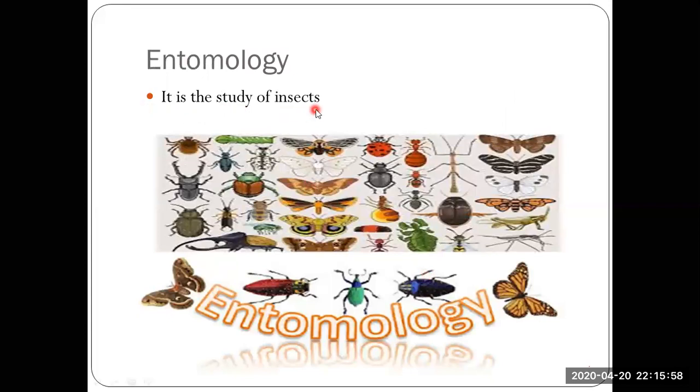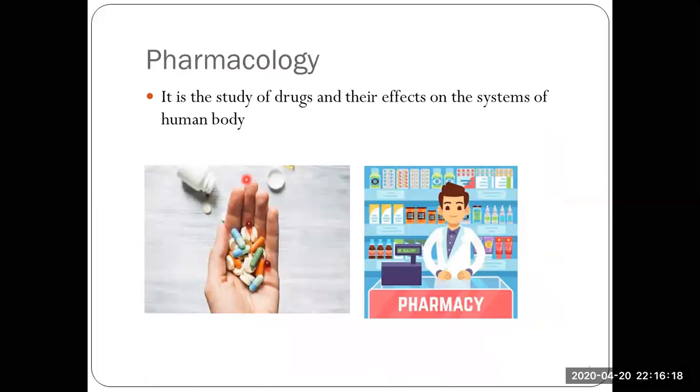Entomology is the study of insects. It's the simplest definition in branches of biology, by the way. So in entomology, what do we study? We study the life cycle of butterflies, caterpillars, cockroaches, ladybugs, grasshoppers, dragonflies, spiders, each and everything which is included in the insects group. Last but not the least, pharmacology.